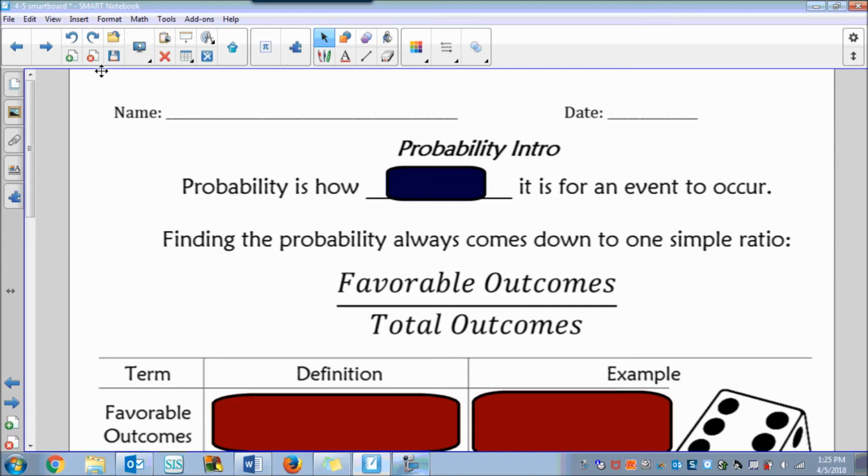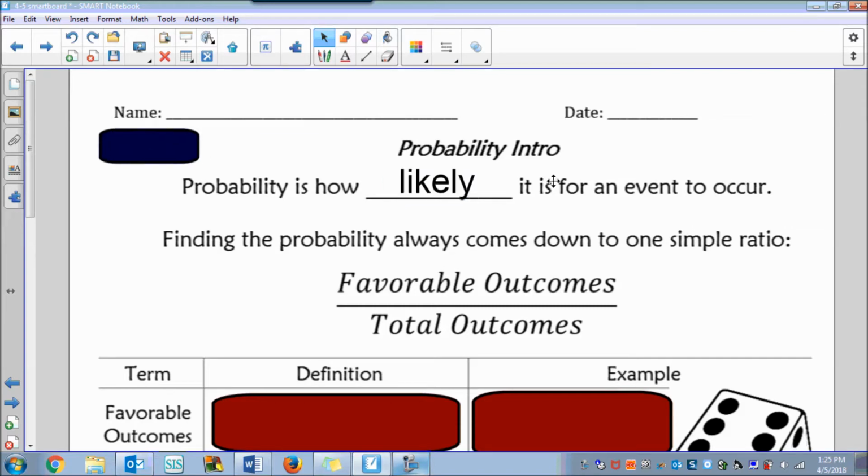So we're starting our probability unit. Whenever we're talking about probability, we're really just talking about the chance that something happens, or how likely it is for an event to occur. So the chance that something happens is always decided by one simple ratio: the favorable outcomes divided by the total possible outcomes.